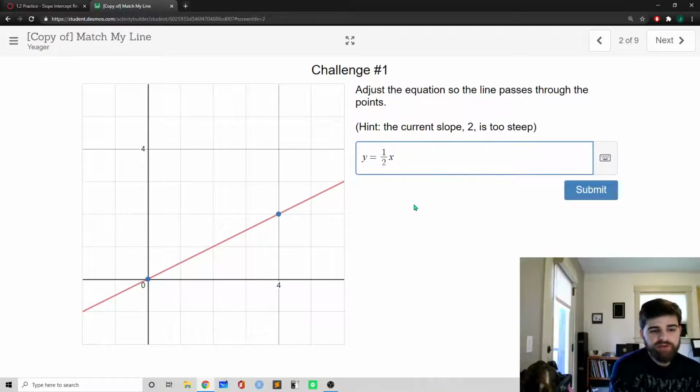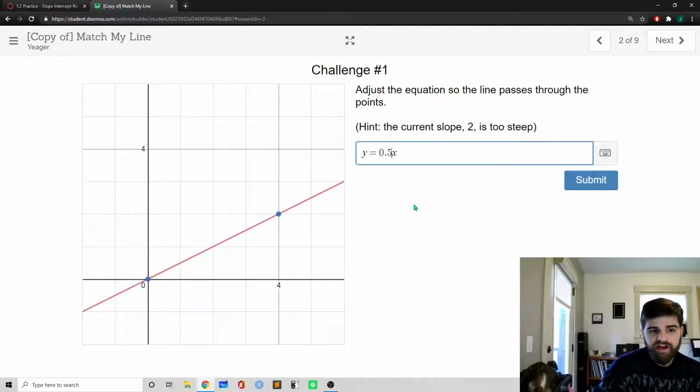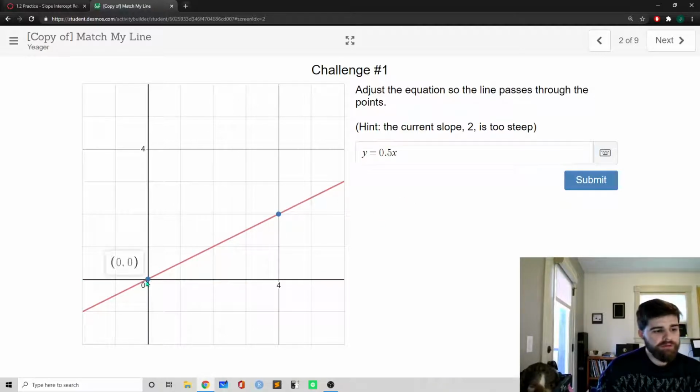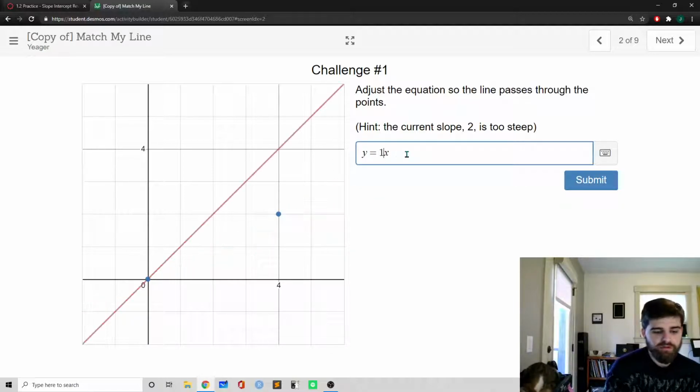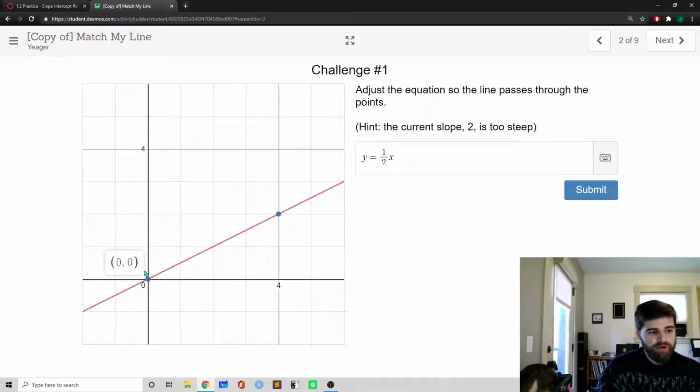You could also write this as 0.5 if you prefer decimals. It's the same thing. Alright, so this looks pretty good. We're hitting both of these points at the same time with our slope of 1/2. 1 over 2. So we rise 1, run 2. 1 over 2.